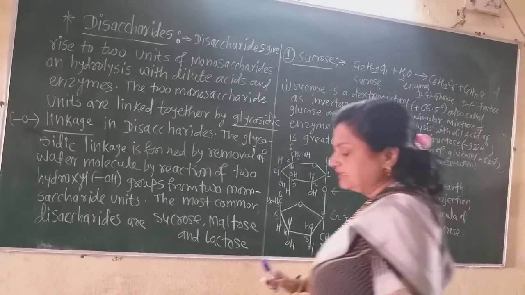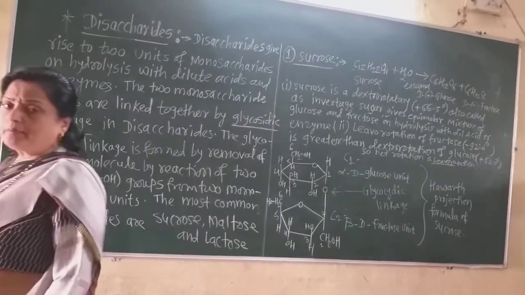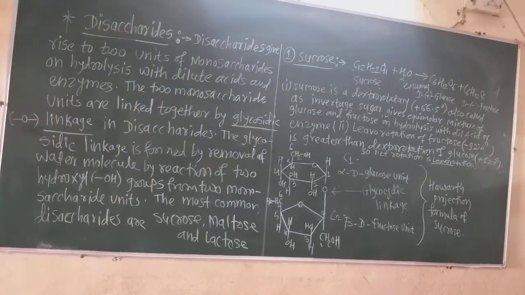In examination there may be a 4 marks question or 3 marks question on this topic. Draw the Haworth projection formula of sucrose. What is glycosidic linkage? Define disaccharides, and why sucrose is called the inverted sugar, and why sucrose is the non-reducing sugar. All these must come in the answer on this disaccharide, that is sucrose. This is very important. Now let us see the next disaccharide, that is maltose.